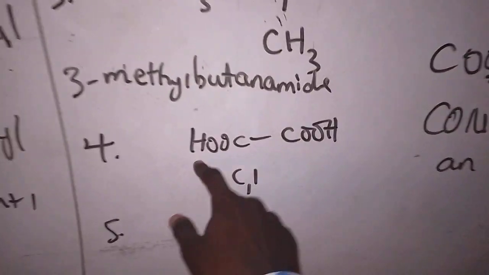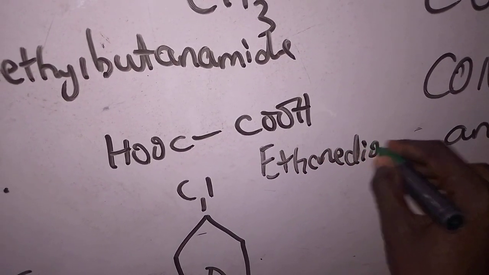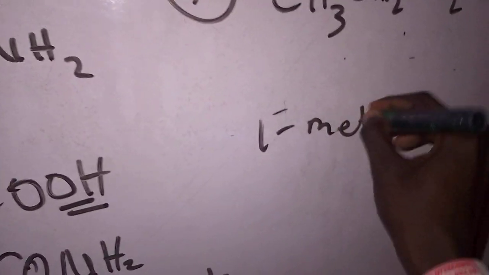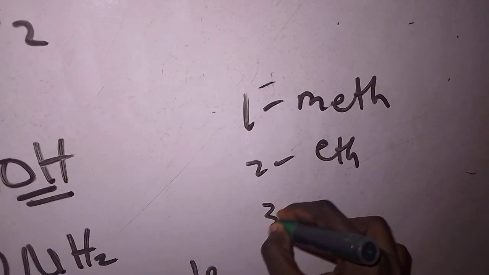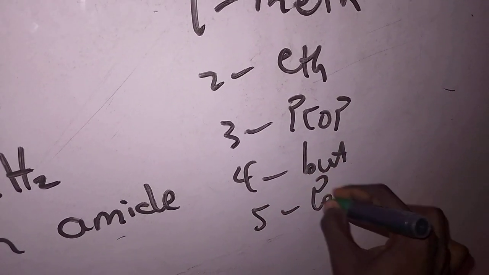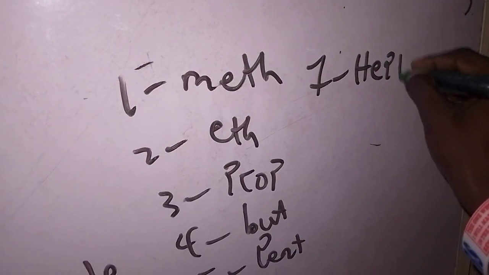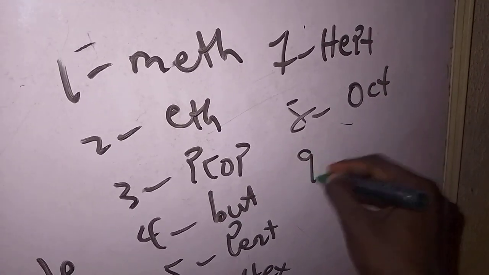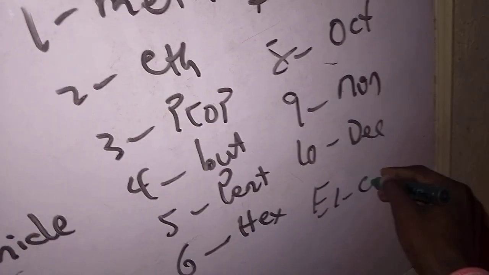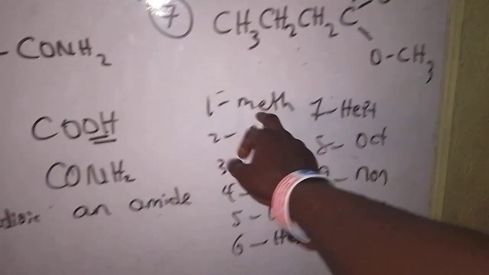Now for number 4, very straightforward. This is just ethanedioic acid. That is how I write this, ethanedioic acid. You have 2 alkanoic acid groups together. I have always given the scope: 1 is meth, 2 is eth, 3 is prop, 4 is but, 5 is pent, 6 is hex, 7 is hept, 8 is oct, 9 is non, and 10 is dec. Let me just give you guys a very short quote. Eicosane, the most complex alkane, that one is C20. Methane is the simplest alkane.